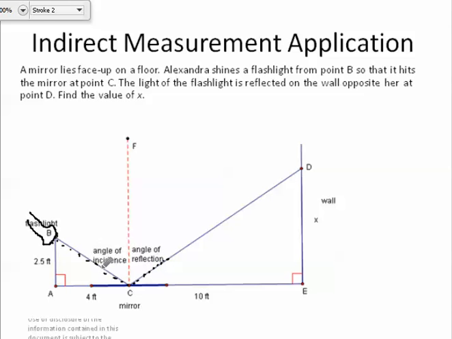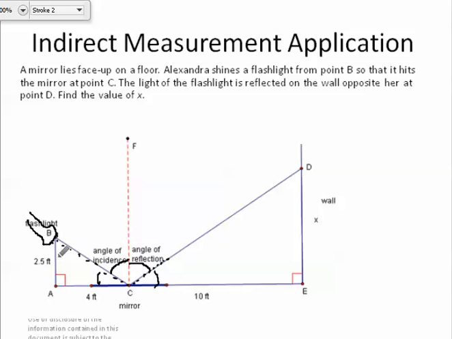What we're looking at here could be done with pool balls or with anything else. It's called the angle of incidence. The angle that this light made with this line would be equal to the angle of reflection. Okay? That means that this angle in here is equal to this angle in here.